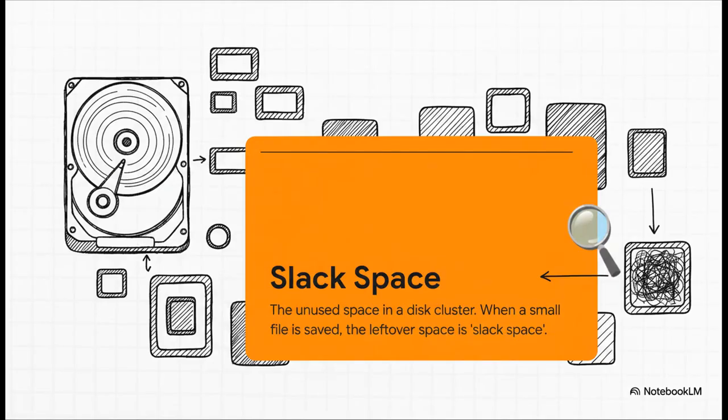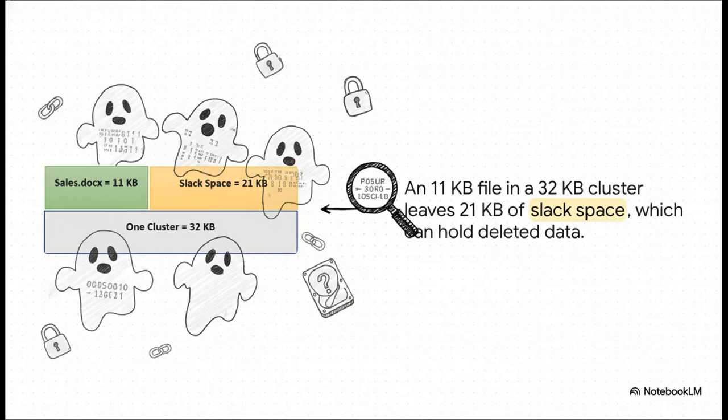Now let's go a little deeper into one of the most interesting hiding spots there is, something called slack space. See, hard drives store data in these fixed-size blocks called clusters. But what happens when your file is smaller than the block it's being stored in? This slide shows it perfectly. Let's say we have an 11 kilobyte file, but the cluster size on the drive is 32 kilobytes. The file only uses a part of that cluster. That leftover space, that 21 kilobytes, that's the slack space. And it's so important because it can contain fragments of old, deleted files. It's like a digital ghost.